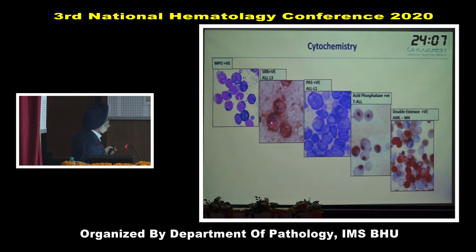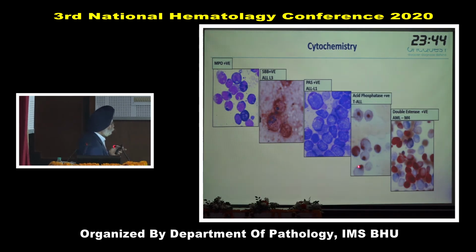Sudan black positivity is positive in most of the AMLs and L3. What happens in L3 is that in those Burkitt cells, you find the vacuoles are Sudan black B positive. These are the big blobs of pinkish material, which is the block positivity, more so in L1 than in L2.